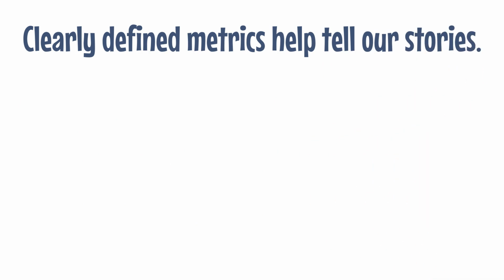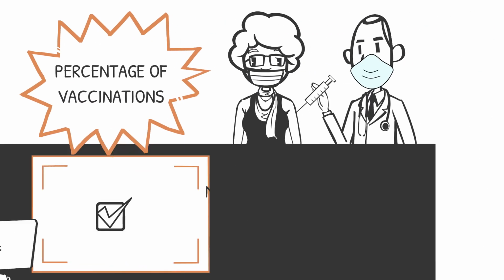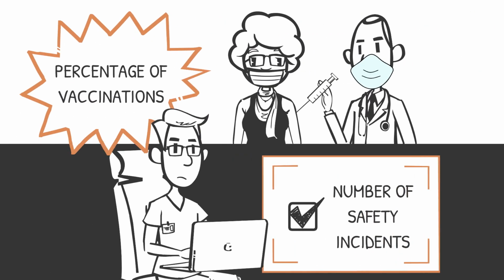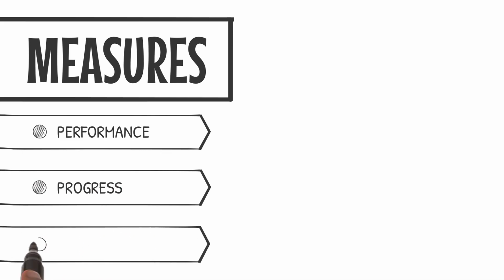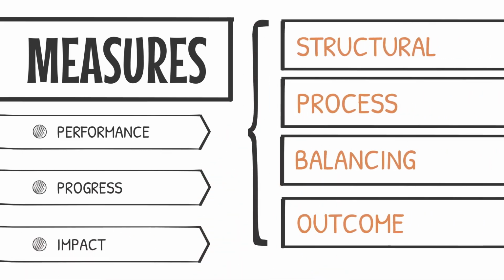Clearly defined measures or metrics help us use data to tell our improvement stories. They do not need to be complex and can be as simple as the percentage of your total patients who receive a vaccination or the number of safety incidents reported within a certain time frame. Metrics are used to measure current performance, progress, and impact over time. They are classified as either structural, process, balancing, or outcome measures.